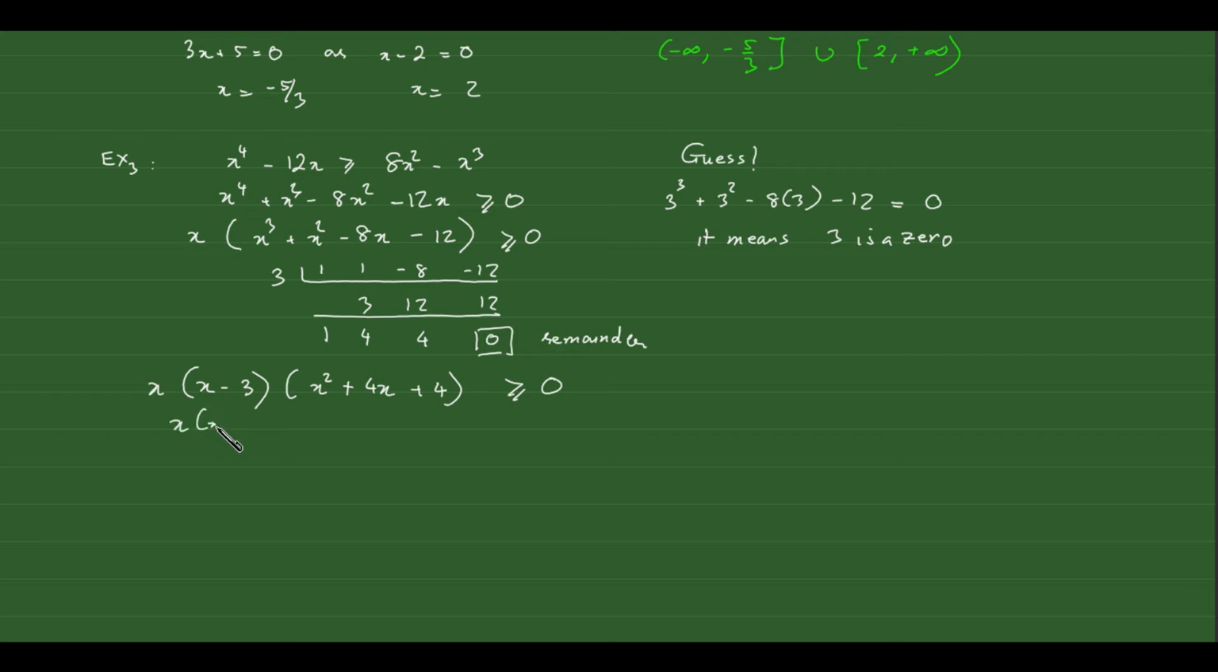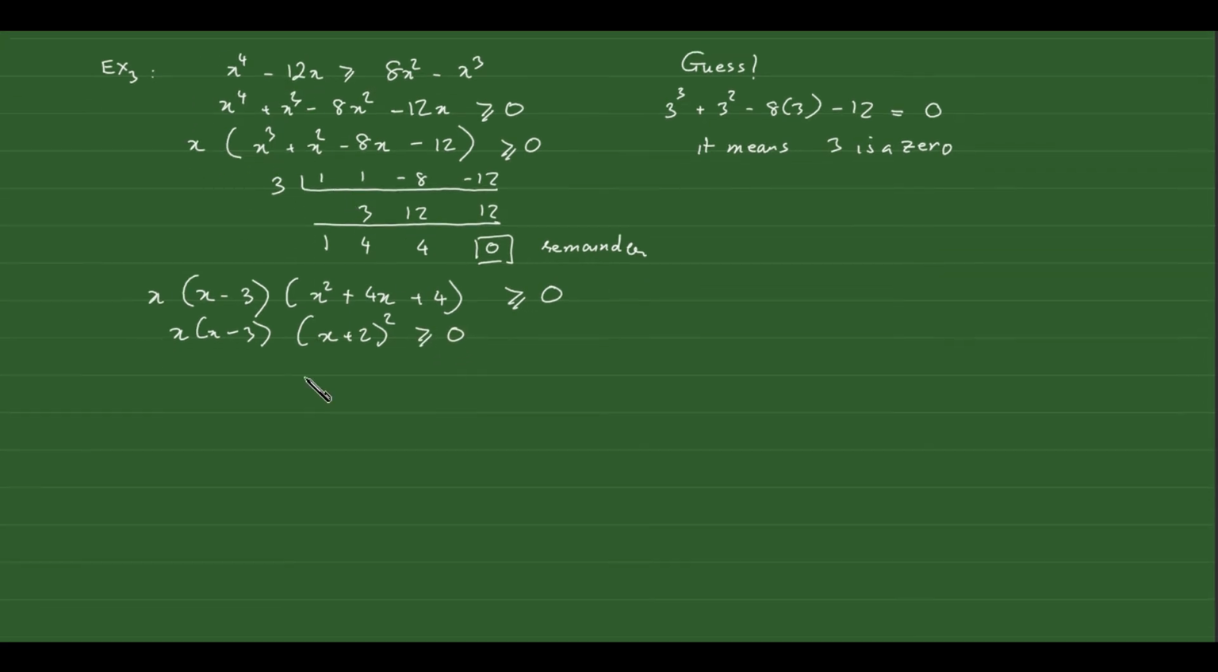Okay, x minus 3. This one I factor out, give you x plus 2 squared greater than or equal to 0. Okay, so if they give you the standard form, you gotta factor. So 3 values I'm gonna put on the number line. The first value is x equals 0. Second value x equals 3, and the third value is x plus 2 equal to 0, so x equals -2. So I'm going to put those 3 values on the number line.